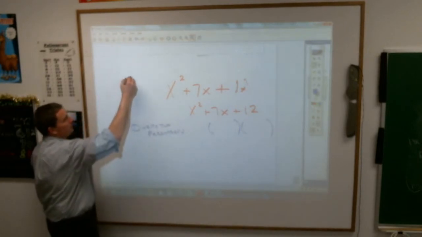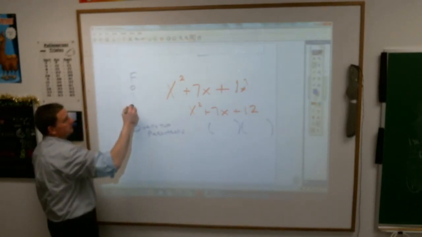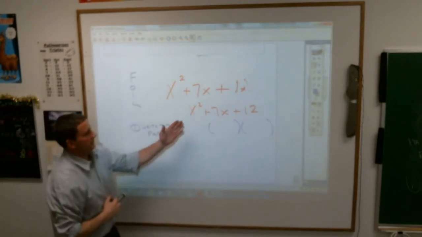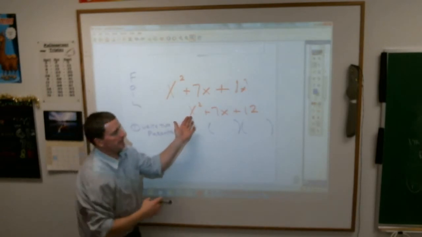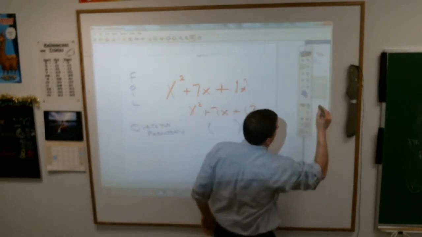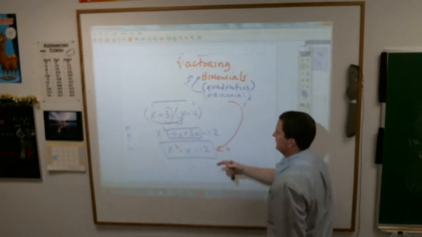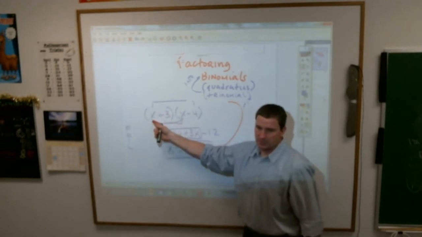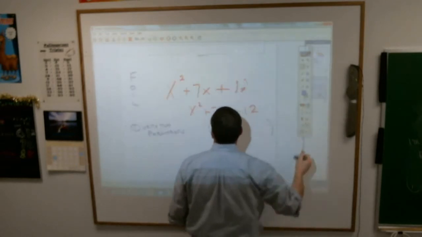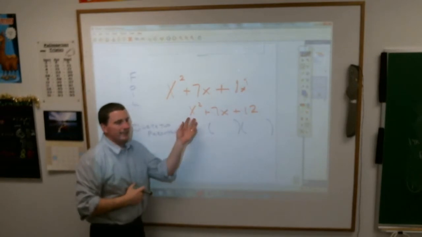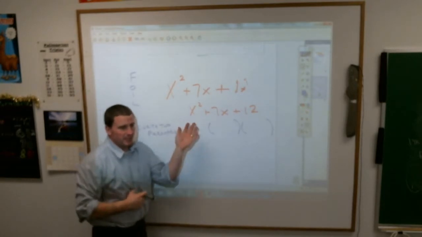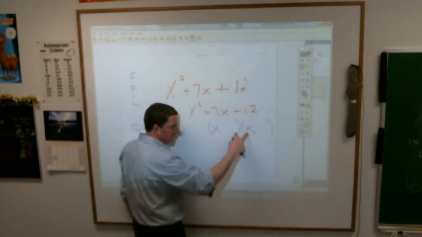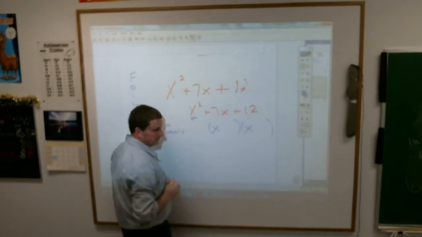If you think about FOIL, let's put it up here. If you think about FOIL, going back to the problem we just did, where did this x squared come from? The first term. Whatever these two things times themselves are. So you have no choice. There's only one way to get x squared by multiplying two things together, and that simply would just be an x and an x. The two first terms have to multiply together to give you this first term.